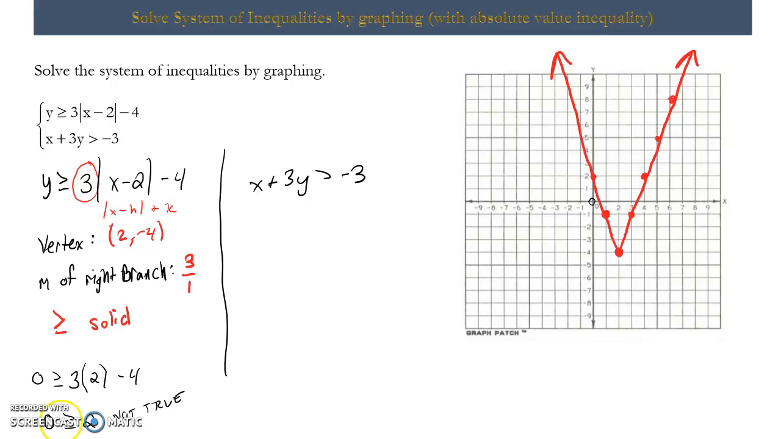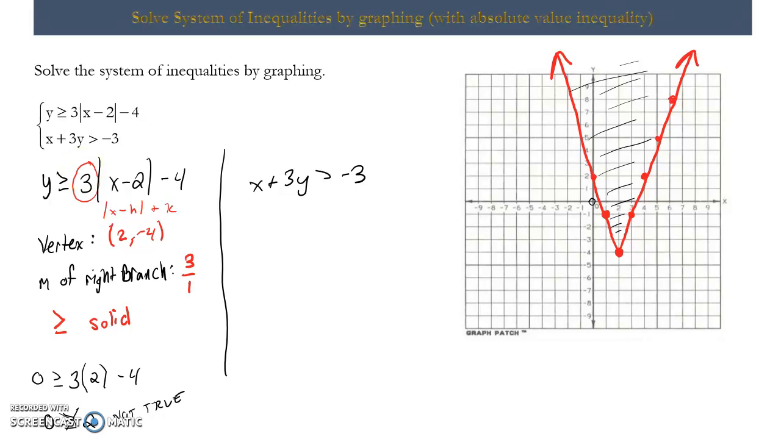So my test point has proven, since that's not true, that 0, 0 is not a solution. I will not shade in that outside region, that half plane. I'm going to shade inside of, and I'm going to do this really lightly here, that represents the solution. I've now graphed my absolute value inequality.